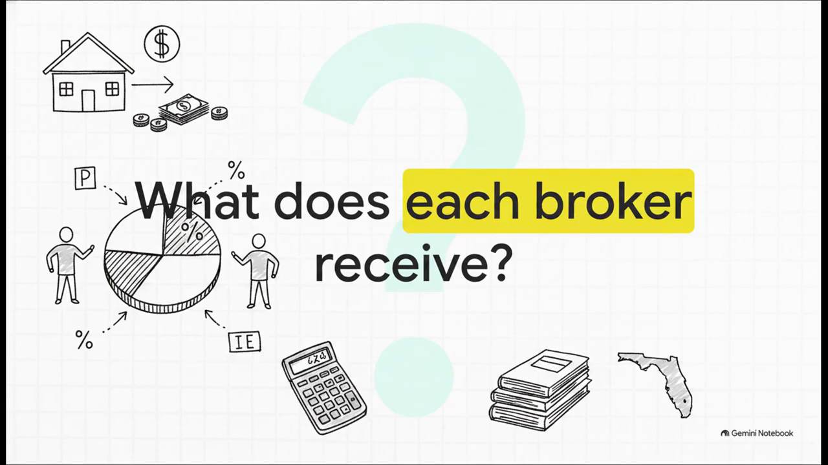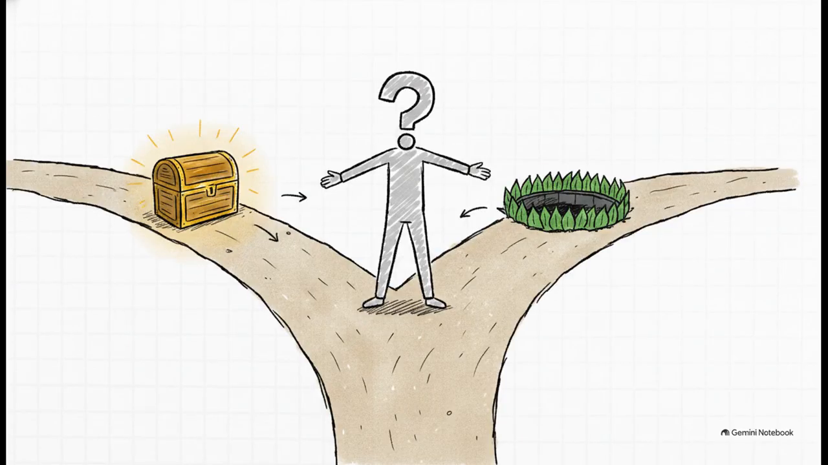A property sells for $300,000. The commission rate is 6%, split equally between listing and selling brokers. What does each broker receive? Remember your PI method here. Calculate your total first, then apply your equal splits. Here are your 2 primary choices. Option A is $9,000. Option B is $18,000. Take a second, map out your two steps. Which one of these is the trap?